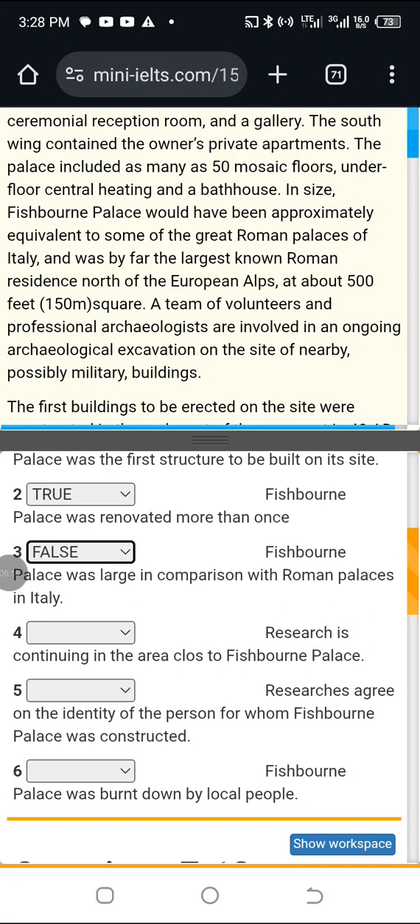Number 4, research is continuing. Okay. So let's see.